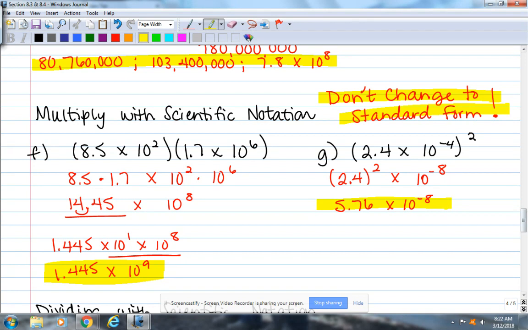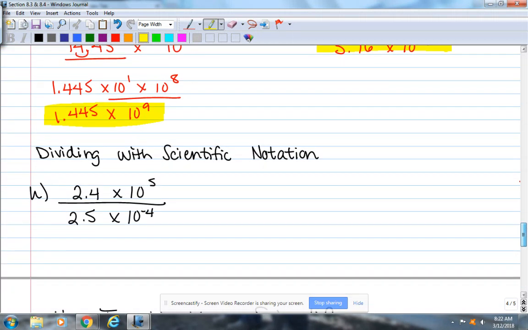All right, so let's do division. So dividing is pretty much the same way. We're going to do our decimals first. And then we're going to do our tens. So when you do your decimals, you're just going to type in top number divided by bottom number in your calculator. So first we're going to do 2.4 divided by 2.5 and hit enter. And what do we get for that decimal? 0.96.